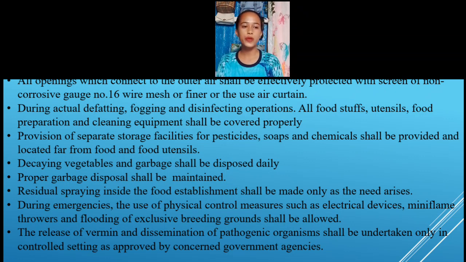So, residual spraying inside the food establishment shall be made only as the need arises. So, during emergencies, the use of physical control measures such as electrical devices, mini flame throwers, and flooding of exclusive breeding grounds shall be allowed. So, the release of vermin and dissemination of pathogenic organisms shall be undertaken only in controlled setting as approved by concerned government agencies.